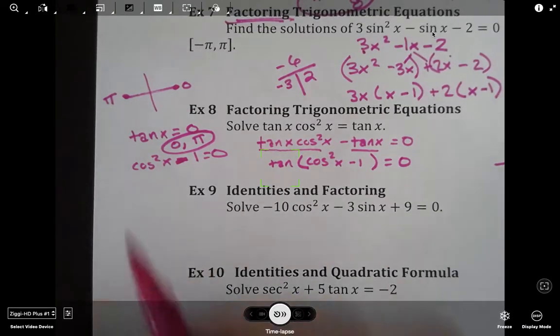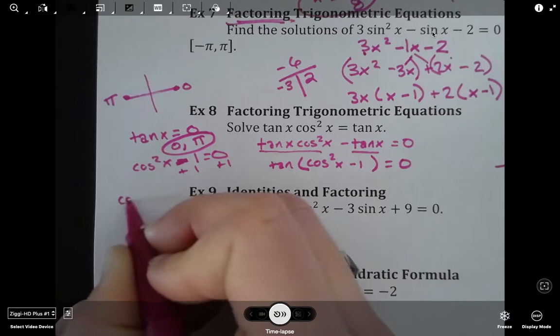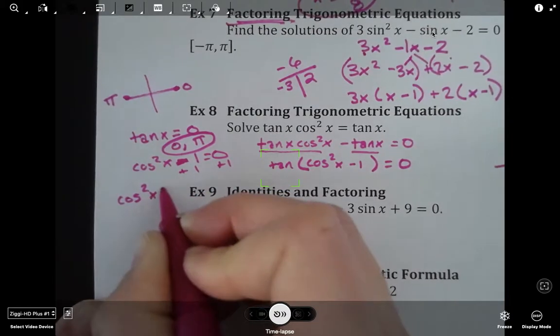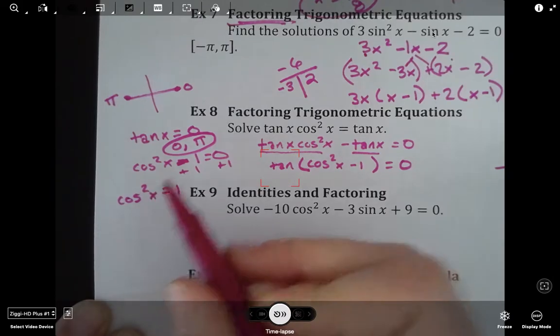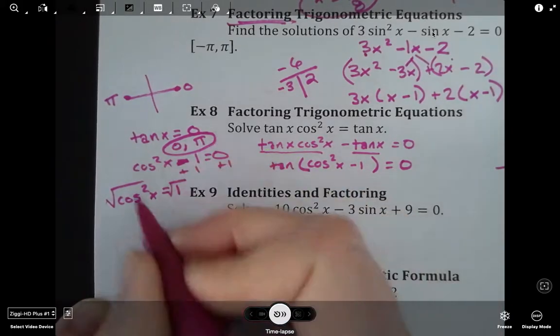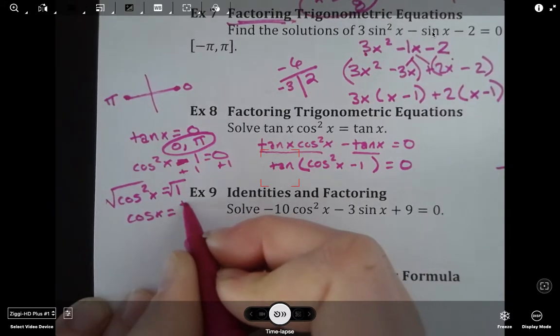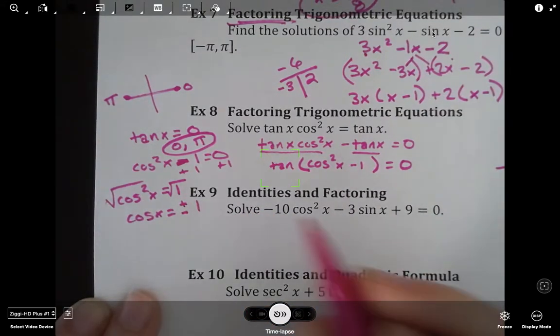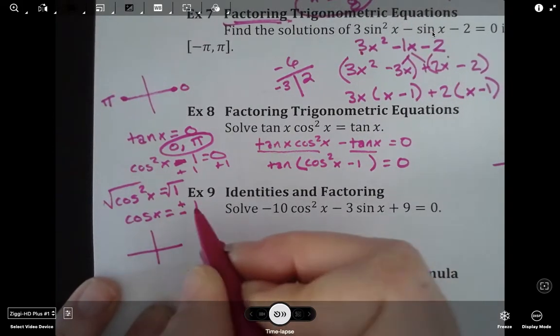All right. Now, cosine squared x minus 1 equals 0. I'm going to add 1 to both sides, so cosine squared x equals positive 1. Now I have that square and I want to get rid of it, so I take the square root just like normal. So cosine x equals plus and minus 1, the square root of 1. On the unit circle, I'm trying to figure out where cosine is positive 1 and where cosine is negative 1.